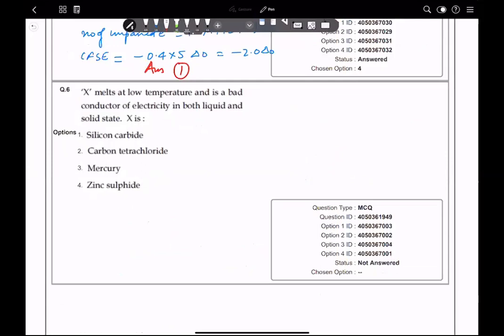Intermolecular forces will be weak. That means it has low intermolecular forces, and you can say covalent. So given electricity is not conducted in both liquid and solid state, the compound must be CCl4, or as per the answer it must be 2. Okay. Then question number 7.